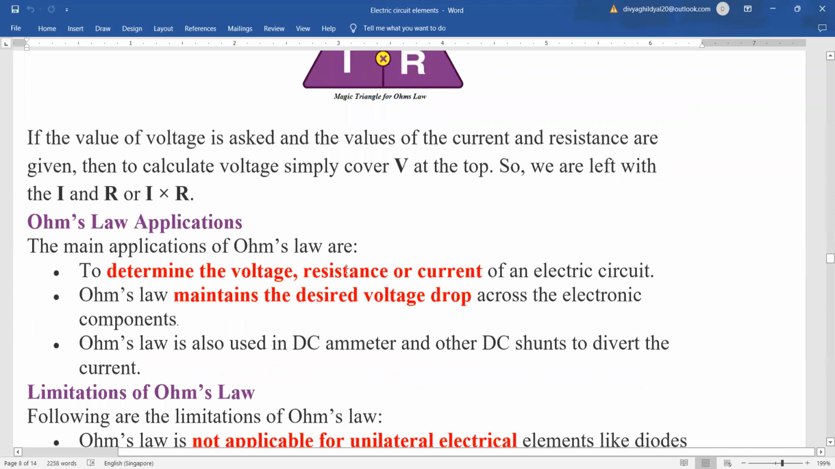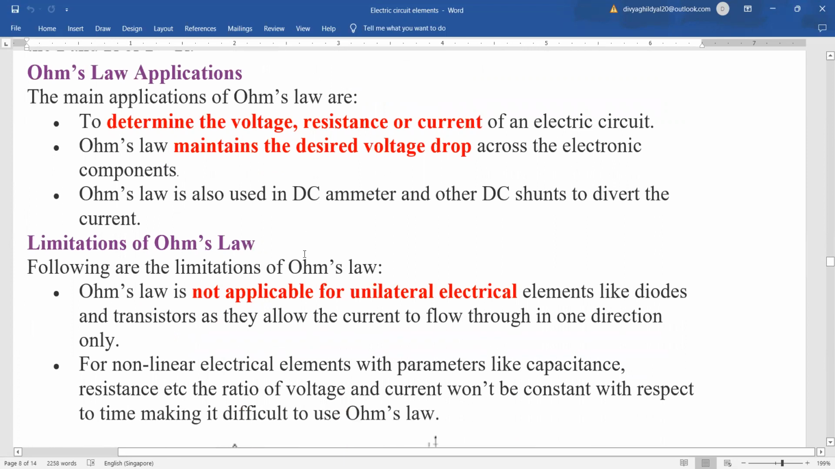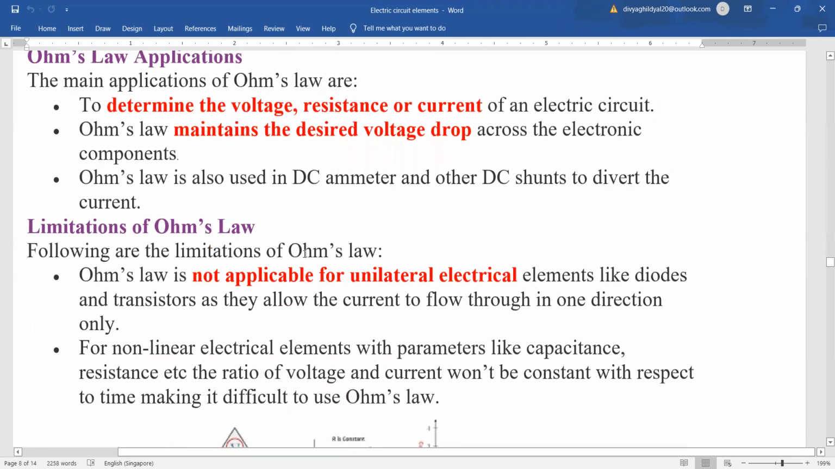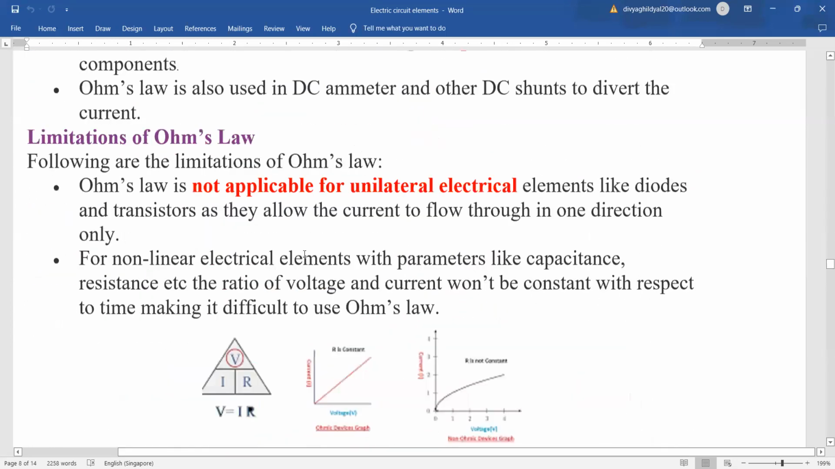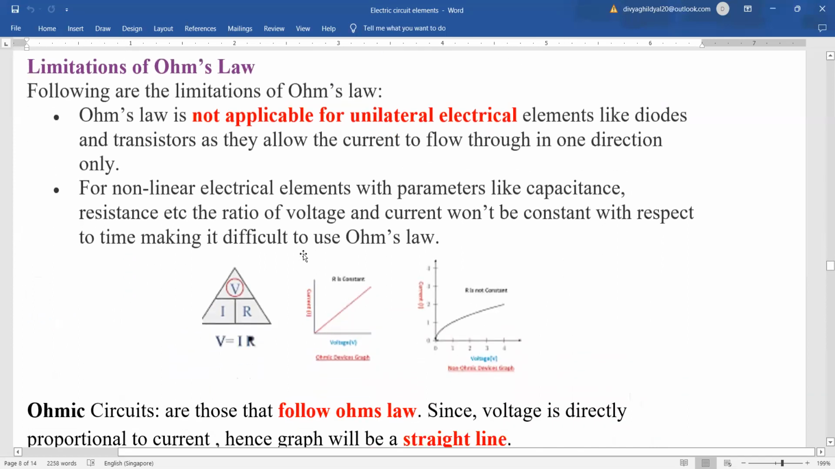Now, applications of Ohm's law, basically they help us in determining voltage, resistance or current. Ohm's law is also used in DC ammeter and DC shunts to divert current. What is the limit of Ohm's law? The limit of Ohm's law is that it is not applicable for unilateral elements like diodes, transistors, etc.